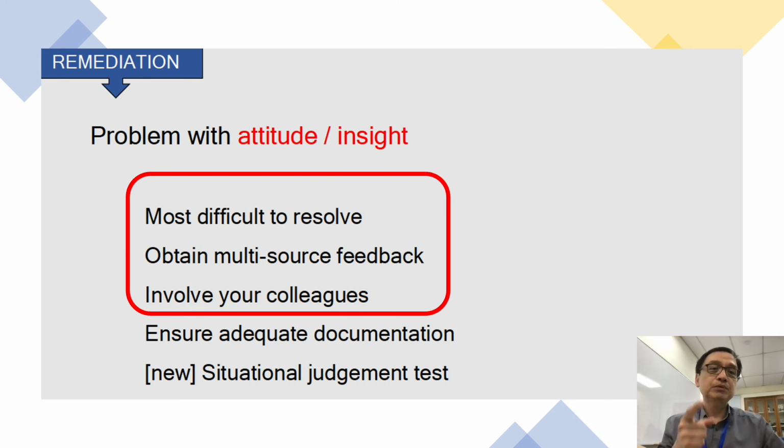Obtain multiple sources of feedback, that's important, right? Involve your colleagues, because if the negative feedback about attitude comes from one person, the person who receives the criticism might think you are picking on them. If the criticism and observation come from many parties, like a 360 assessment, then it will be more convincing. It's easier to convince the person involved to change positively.